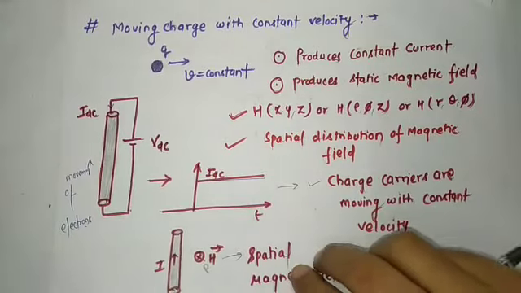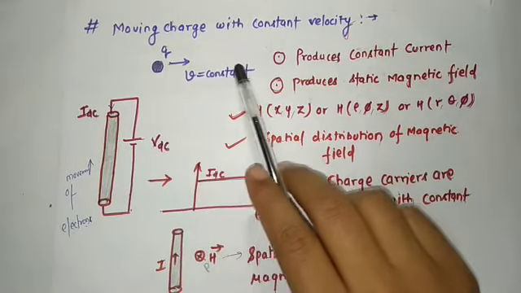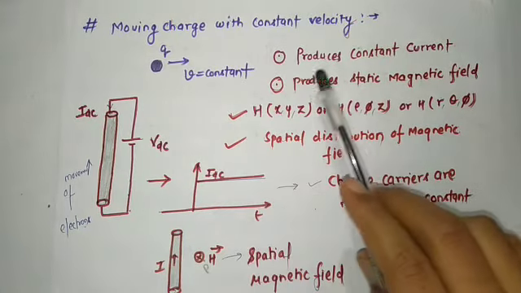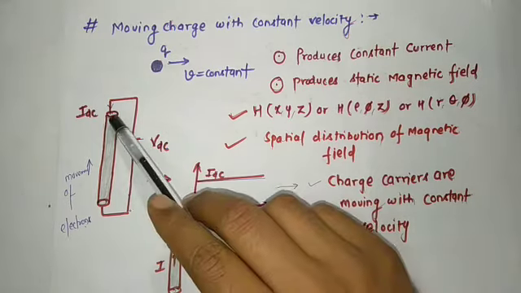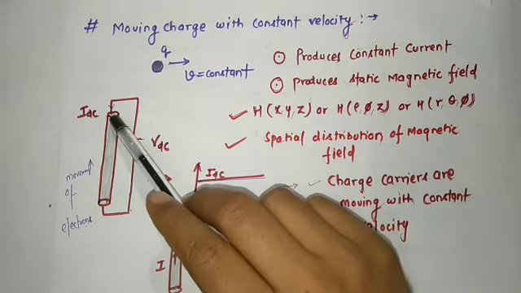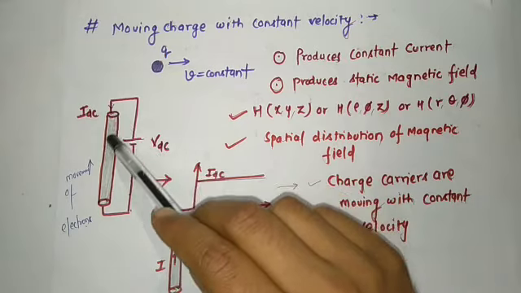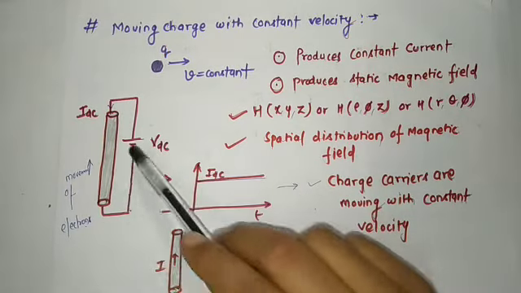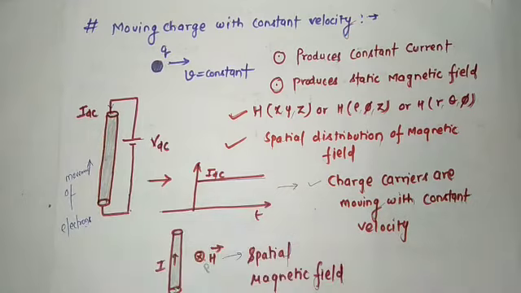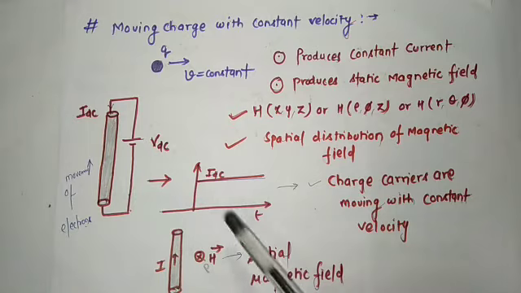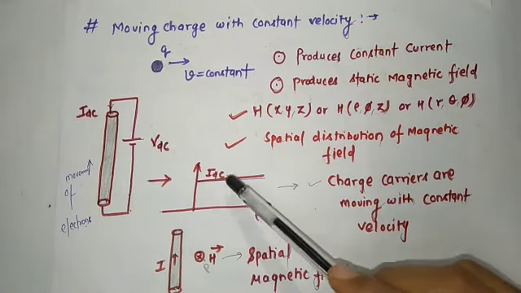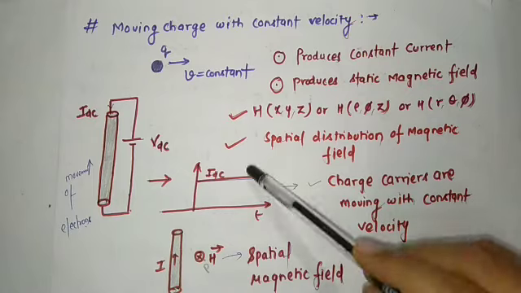On the next page, look here, there is a charge, and this charge is moving with constant velocity. Whenever the charge is moving, it will produce current. There is a conductor and the charge is moving in this direction, and the current will move in this direction, and this conductor is excited by DC. Look at the profile of current. In this profile, you can see the current is constant with respect to time.